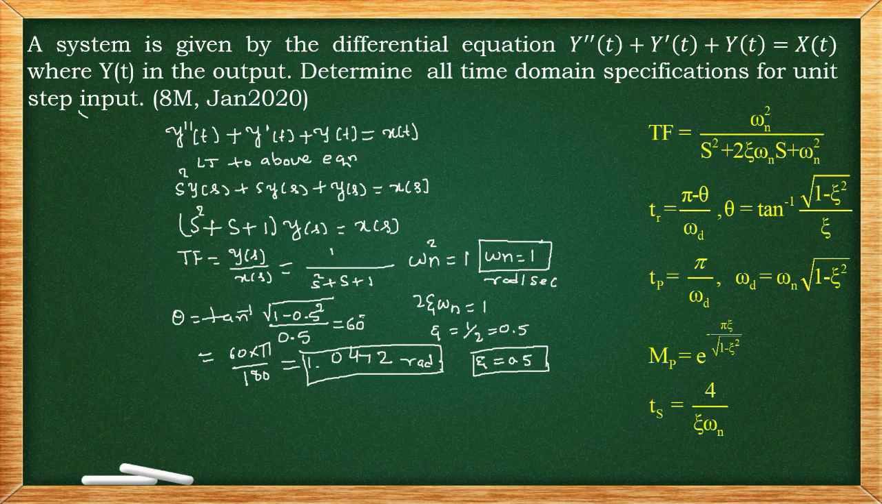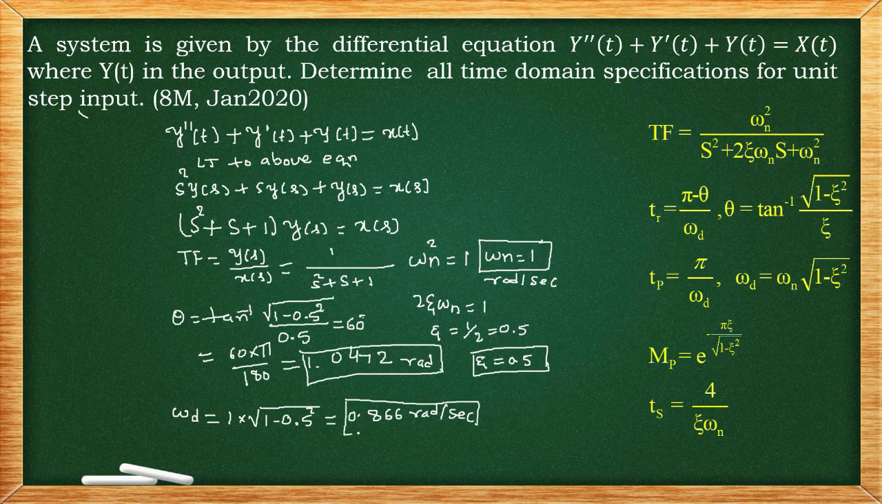Next we'll calculate omega d, which is the damping frequency. Omega d is equal to omega n, the natural frequency, which is 1, into square root of 1 minus 0.5 square. The answer is 0.866 radian per second. This is the answer of omega d.